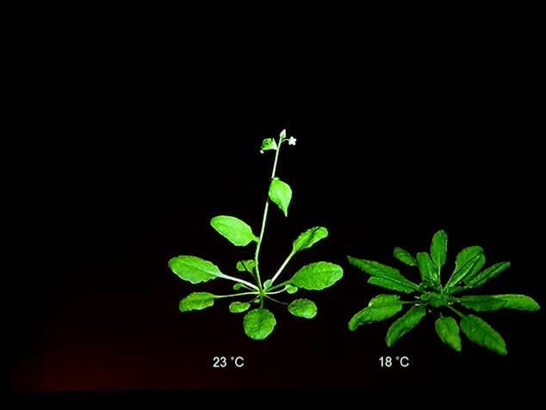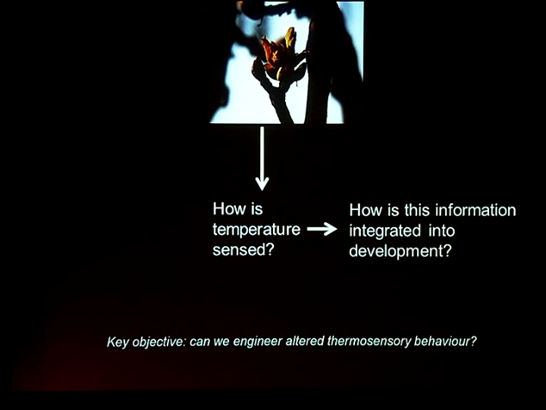The only difference is the way they're grown, and that means that temperature must be being sensed by the plant, and that information must be integrated into the plant's development. So this is just a wonderful system for studying the interactions of the environment with genetic programming in plants. And so what we're doing is we're trying to understand the mechanisms of how temperature is sensed, and we want to know how this information is integrated into development. And if we understand these things properly, we should be able to engineer particular thermosensory responses in a controlled way, and that's our sort of ultimate aim of the lab.